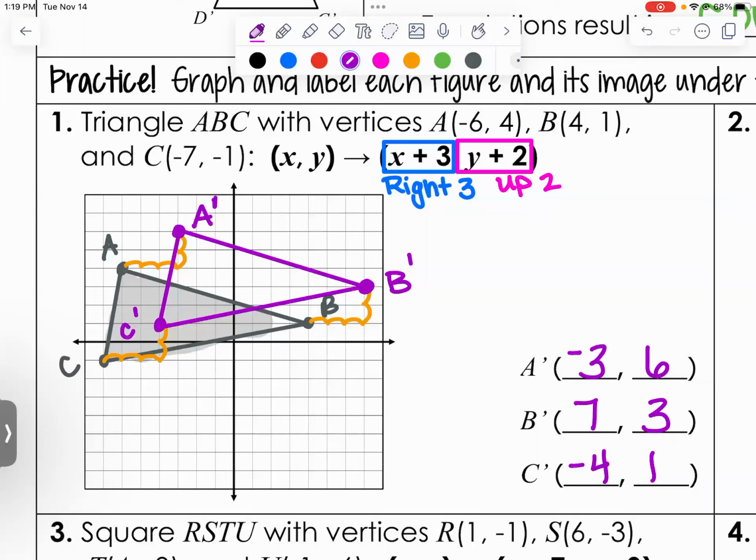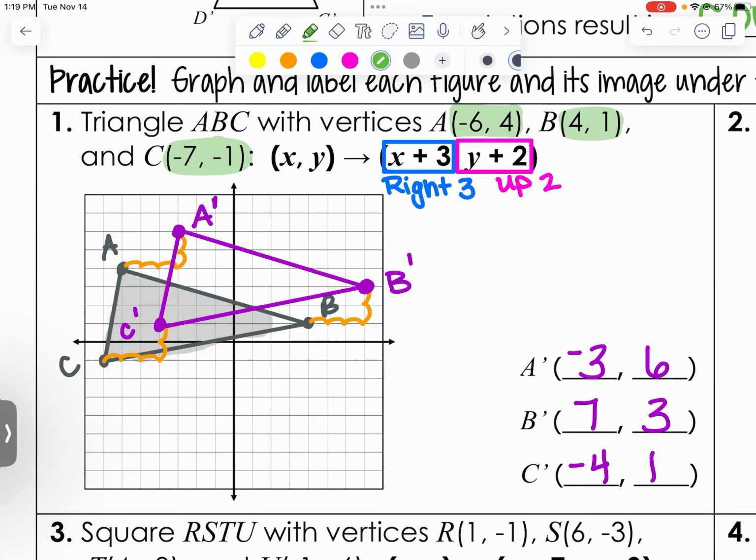Each one of these original coordinates, we moved right 3 and up 2 because of this right here. Then we looked at our graph and we named these new coordinates. Now, I want you to notice something. We started at -6, 4, and it moved to -3, 6. We started at 4, 1, and it moved to 7, 3. We started at -7, -1, and it moved to -4, 1. Does anybody notice something about the numbers?